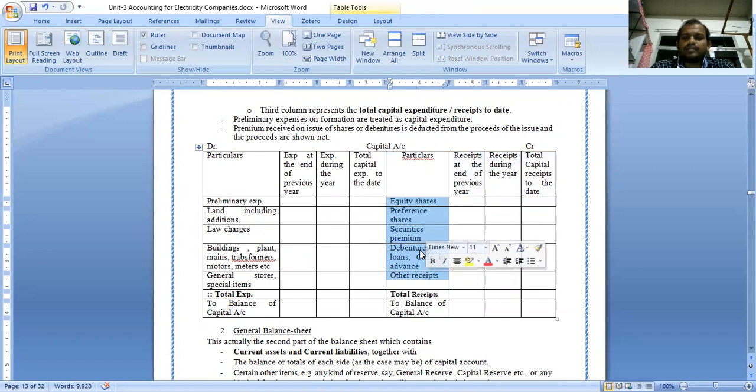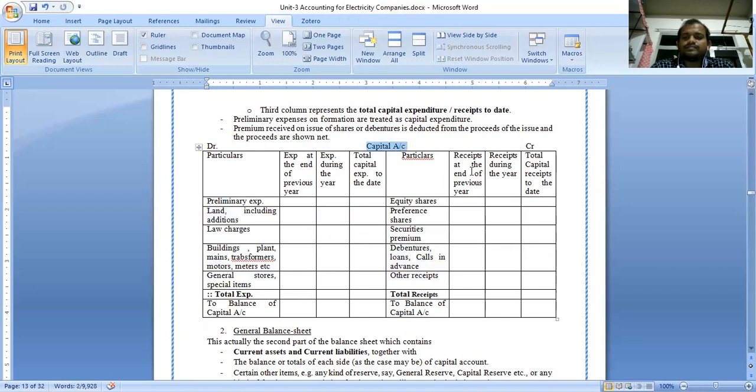By using this capital, how are we utilizing it on fixed charges like purchasing of land, building, mains, transformers, motors, meters, and preliminary expenses? So how we are applying these funds is in the capital expenditure. However, this capital account contains three amount columns on each side.